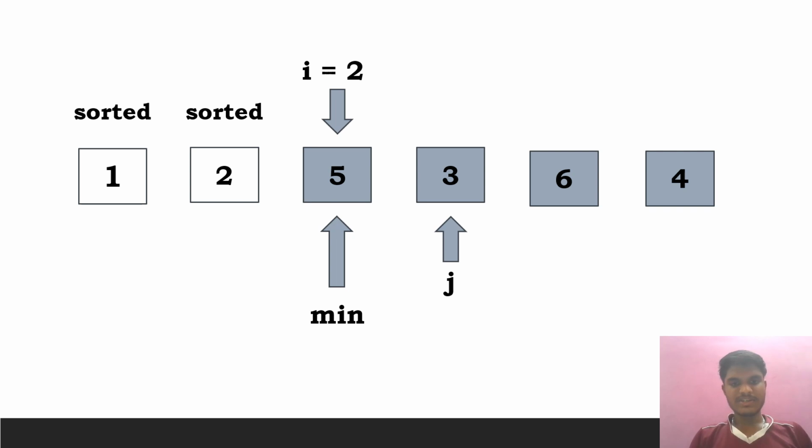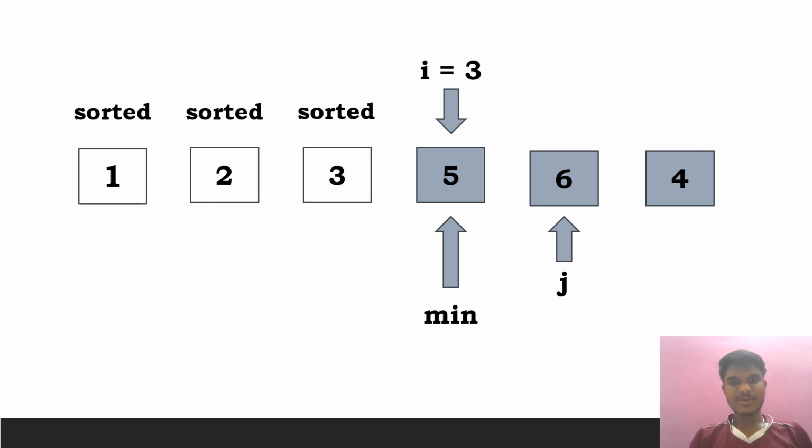Then in the third iteration, we will check the same condition, minimum less than j, that is 5 less than 6. The condition is false. The minimum becomes j, then j is incremented. Again, we check the condition, minimum less than j, 3 is less than 6, true. Then 3 is less than 4, true. Hence, we will swap the minimum and the third element of the array. The first 3 elements become sorted.